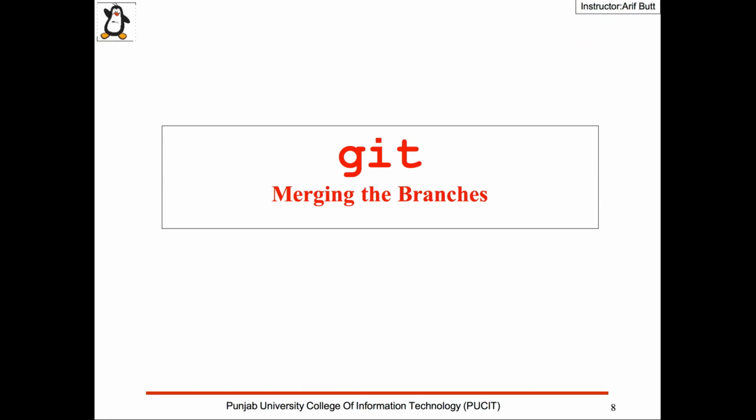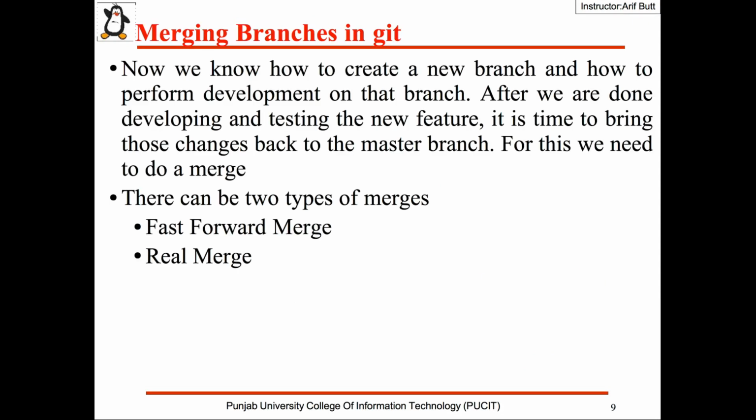Let's talk about merging of branches in Git. Okay, so we know how to create a new branch and how to perform development on that branch. And after we are done developing and testing the new feature, it is time to bring those changes back to the master branch. And there are two types of merges. One is fast forward merge and the other is a real merge.